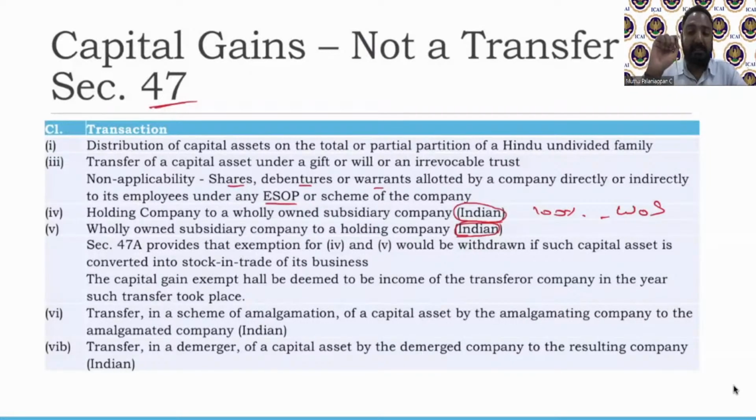But this exemption will be withdrawn. In both these cases, it will be withdrawn if such capital asset is converted into stock in trade. So that's what it is about. Similarly, capital gain that was exempt earlier, because it was not a transfer, so capital gain would not have come.